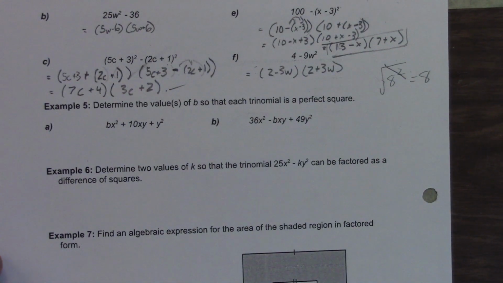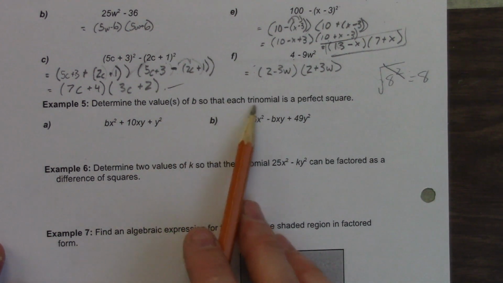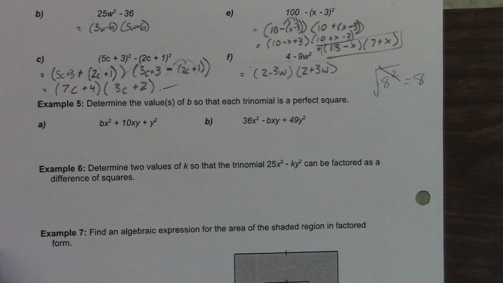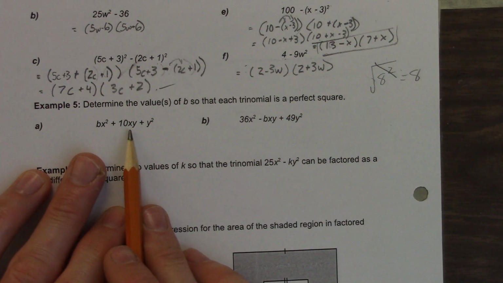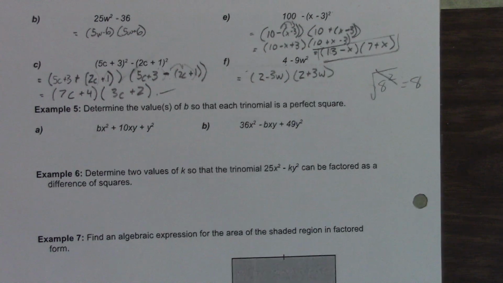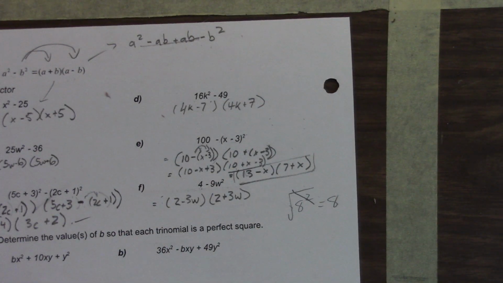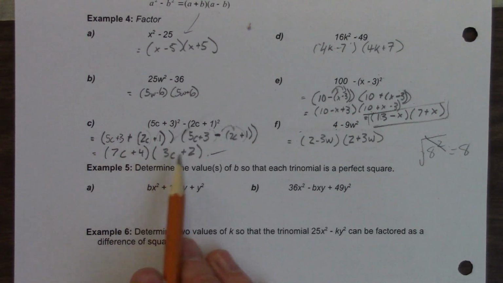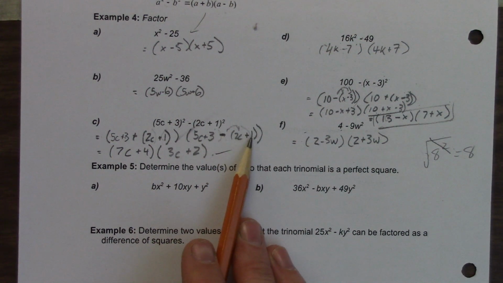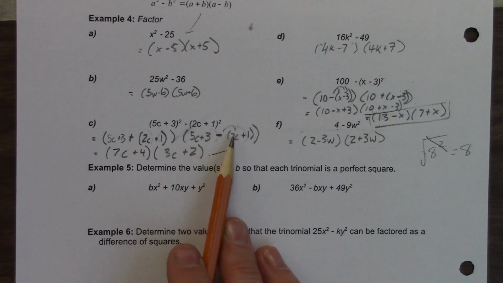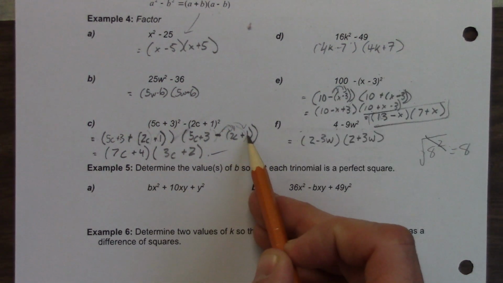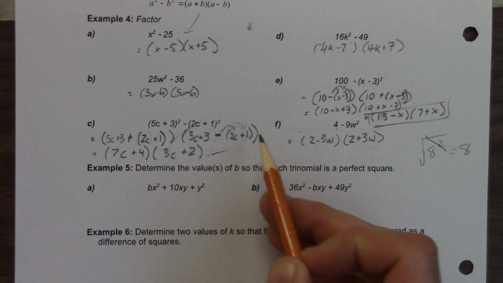Nice. This one says, determine the value of b so that each trinomial is a perfect square. All right. So the way we need to do this is we need to determine the value of b that's going to make the middle term. Plus 2. I got 5c, 3 minus 1, because that negative goes to, I skipped a step here where I didn't multiply this out. But you see how this is negative 1? 3 minus 1. You got it?